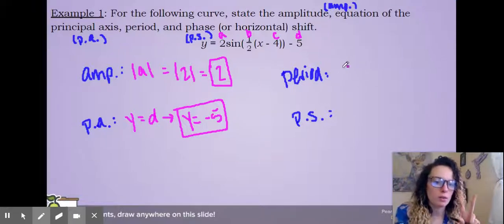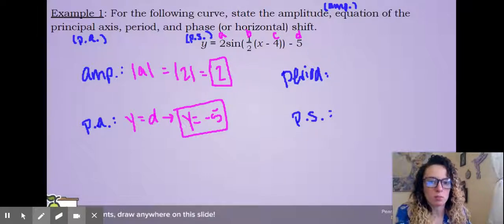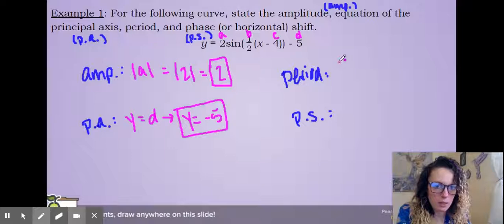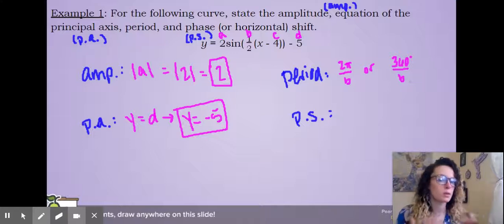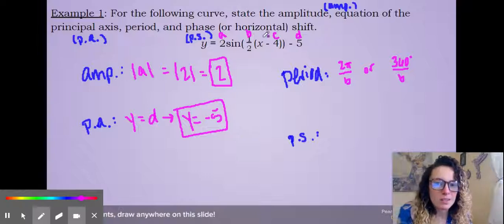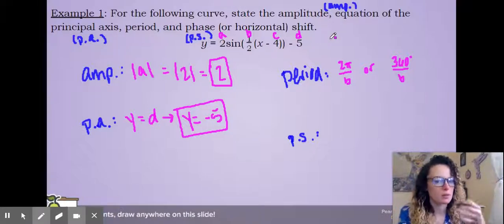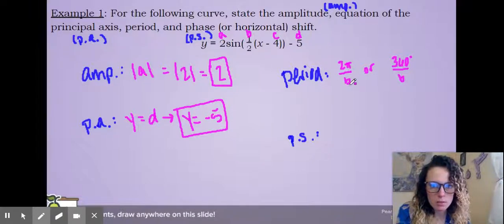The period we can write in two different ways, especially if it doesn't specify which mode we should be in. We had talked about how the period can be 2 pi over b if we're in radians, or 360 over b if we're in degrees. Since the problem doesn't specify, either one would be accepted, whichever one you're more comfortable with. But let's find both just to get some practice.